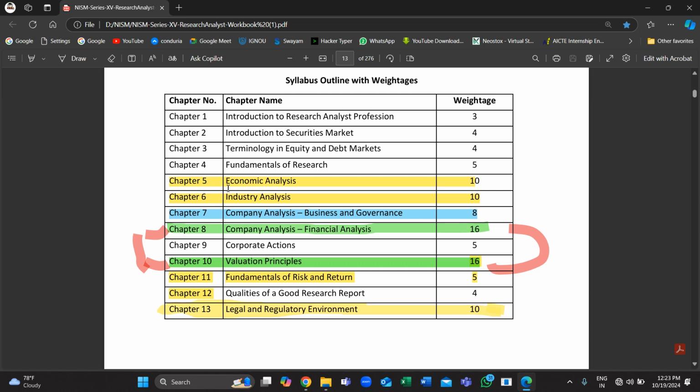How we do economic analysis, how we do industry analysis, how we do company analysis, and then we have 7 or 8 chapters like business and governance, financial analysis, corporate actions, valuation principles, fundamentals of risk and return, qualities of a good research report, legal and regulatory environment. So you have to prepare all these 13 chapters well.